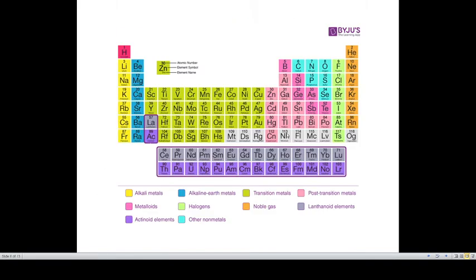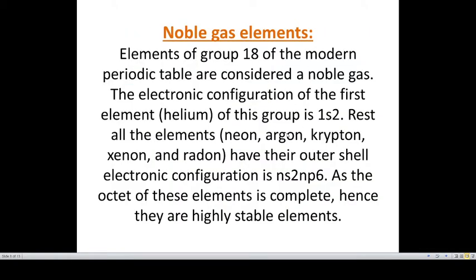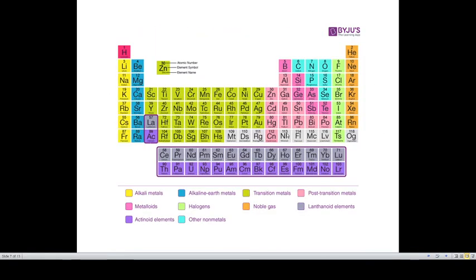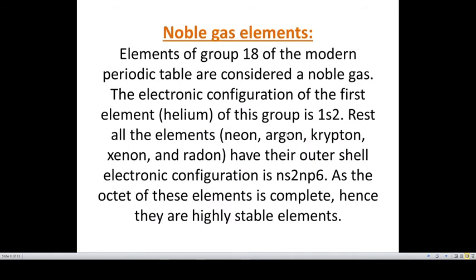Now you can see over here helium has the 1s2 configuration. Rather than this, neon, argon, krypton, xenon, radon, all these elements will have the electronic configuration ns2 np6. Now this we will study further in detail in our next videos. Till then you can just remember that the electronic configuration of the outer shell is ns2 np6.